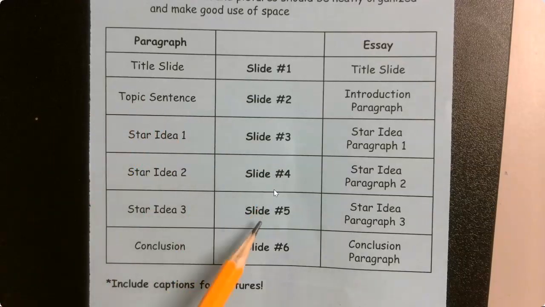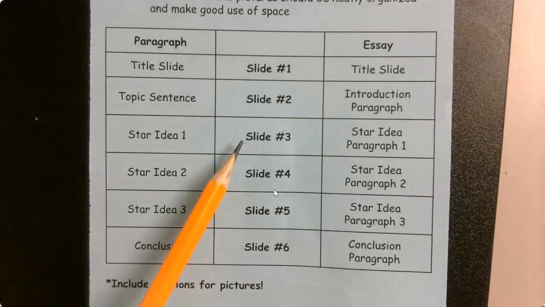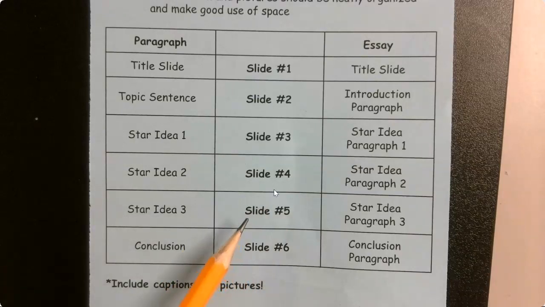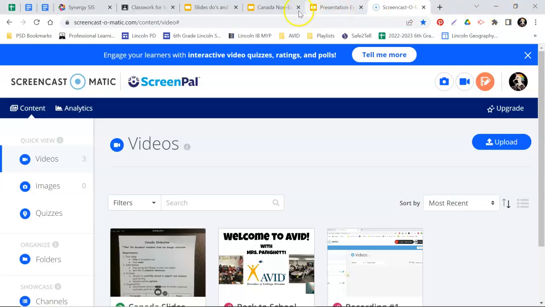Slides 3, 4, and 5 are your 3-star ideas. For most people, slide 3 will be about all your information about population, 4 will be transportation, and 5 will be for how climate affects food. And then the last slide will be your conclusion. For paragraph people, that might be 1 sentence. For essay people, that's your conclusion paragraph. And I'll show you an example here in a minute.